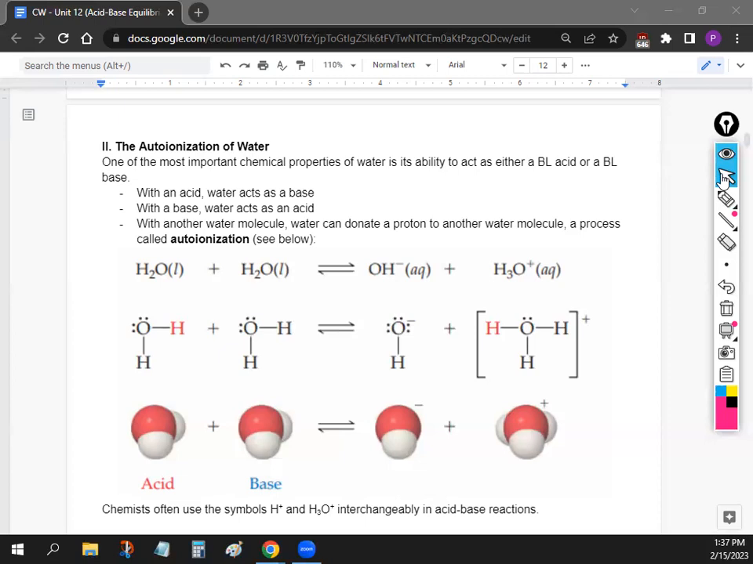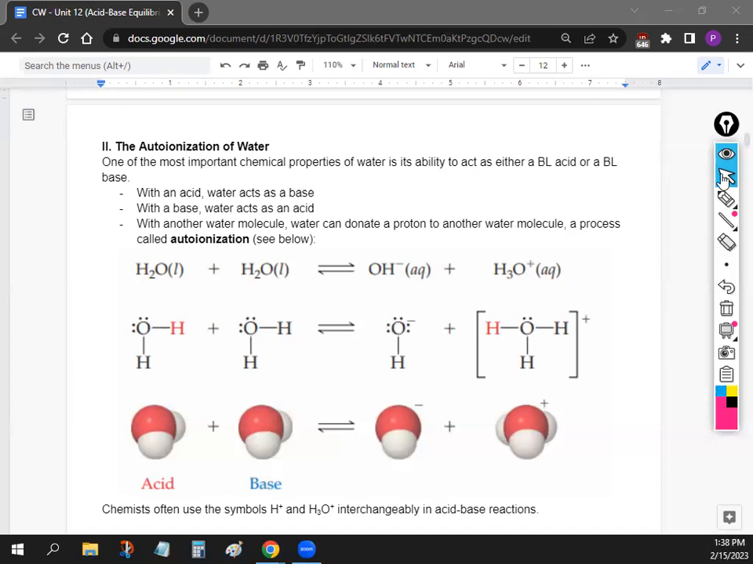When they're reacting with each other, one of them has to be a base, one of them has to be an acid. Now if you look at water, it's neutral. It averages out. But there are still acids and bases in there.